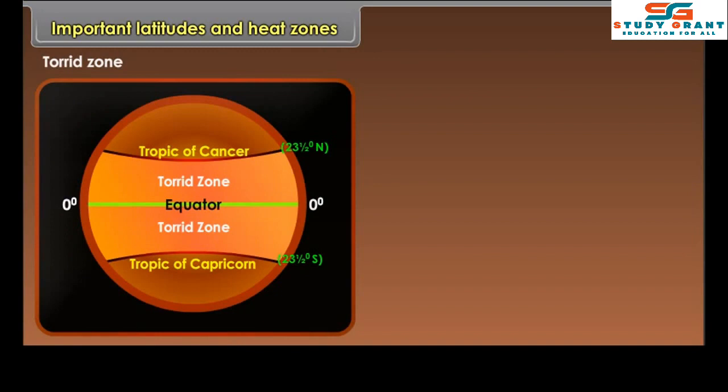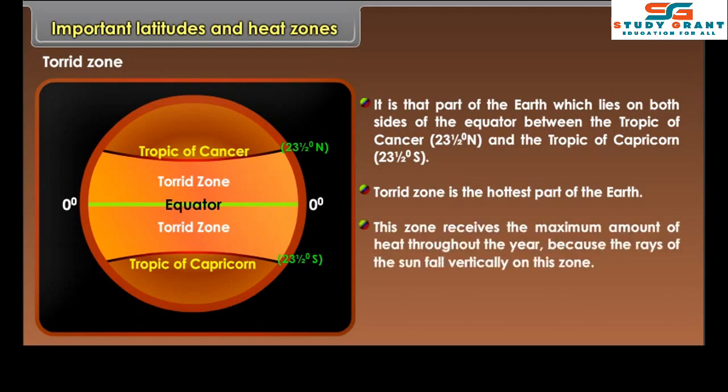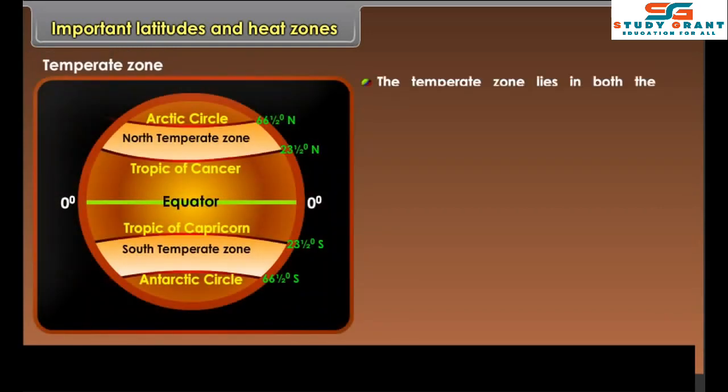Torrid zone. It is that part of the Earth which lies on both sides of the equator between the Tropic of Cancer, 23.5 degree north, and the Tropic of Capricorn, 23.5 degree south. Torrid zone is the hottest part of the Earth. This zone receives the maximum amount of heat throughout the year because the rays of the sun fall vertically on this zone. Temperate zone. The temperate zone lies in both the hemispheres.